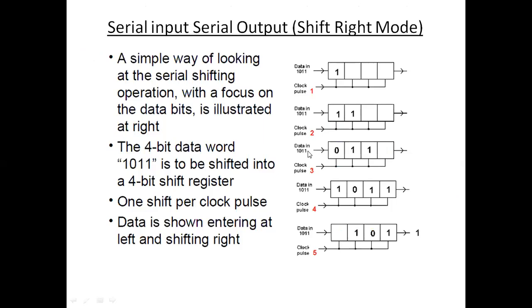Then 0 will be applied and a clock pulse applied, giving 011. Then the MSB bit 1 is applied, that gives 1010. Next, if we apply the clock pulse, then that data will shift, and the last LSB data will be taken out.